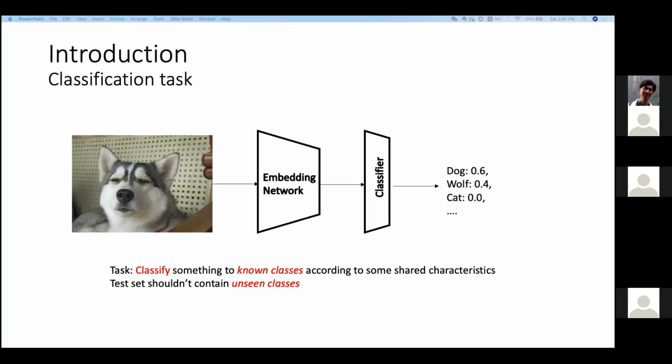I think everyone knows what a classification task is. In a classification task, we want to classify something into known classes according to some shared characteristics. For example, given an image of a dog, we want to classify which animal it is, what type of animal it is. One restriction is that the test set shouldn't contain any unseen classes that are not covered by the training set.